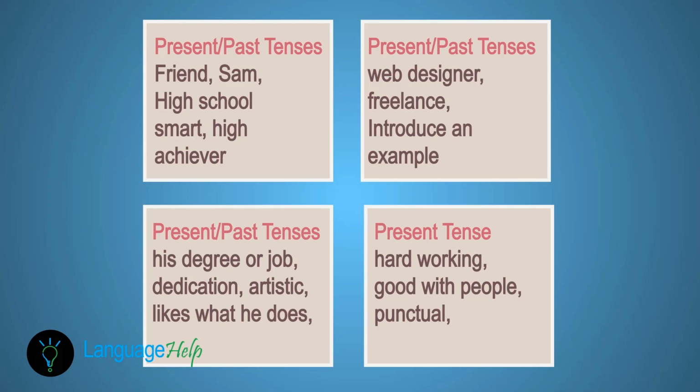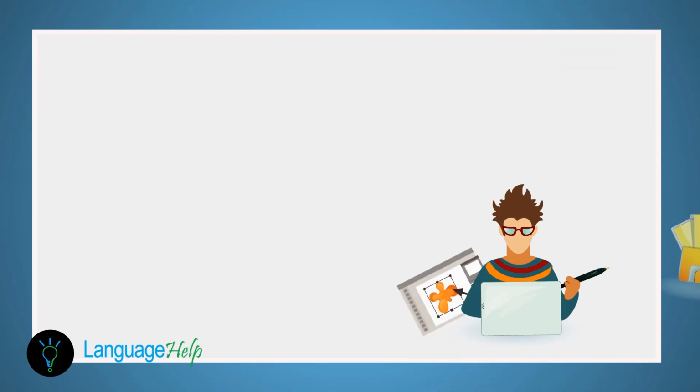The person I'm going to talk about is Sam. I don't have a friend whose name is Sam. I just invented one. Sam is a friend I met in high school, and he works as a freelance web designer. He's dedicated and artistic, hardworking, and I have an example to show that. Now let's get to business.